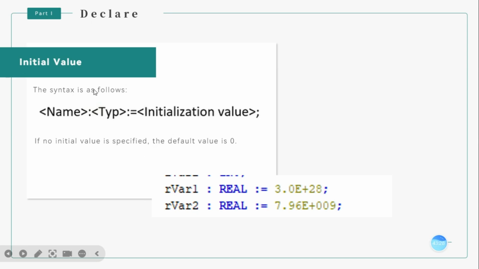So here is about the initial value. Except this name and type, it will follow an actual initialization value. So if there is no initial value specified, the default value is the 0. Okay.